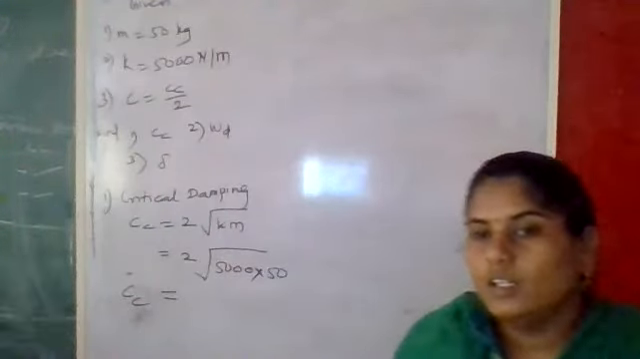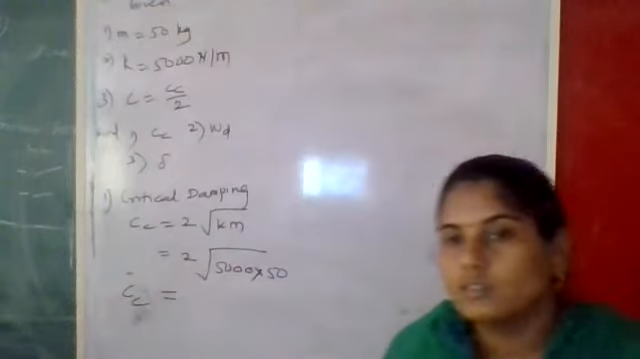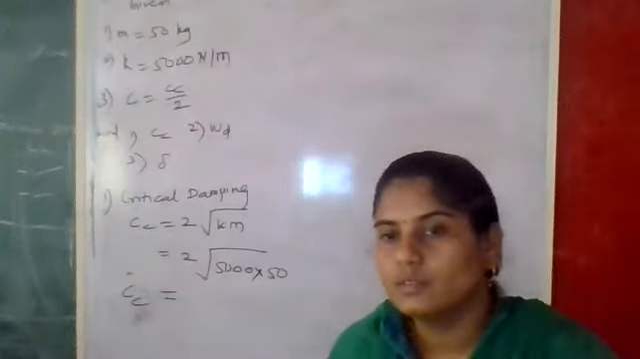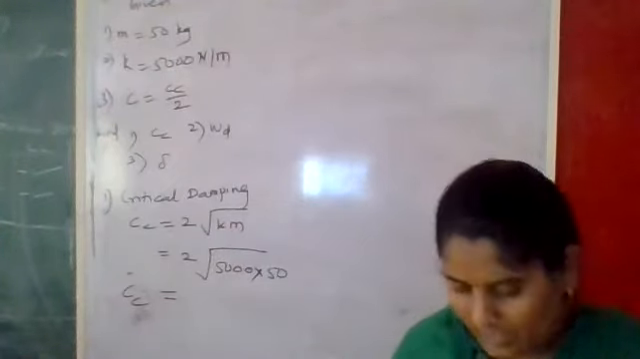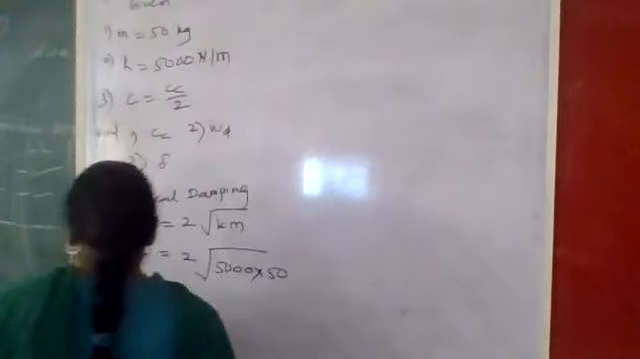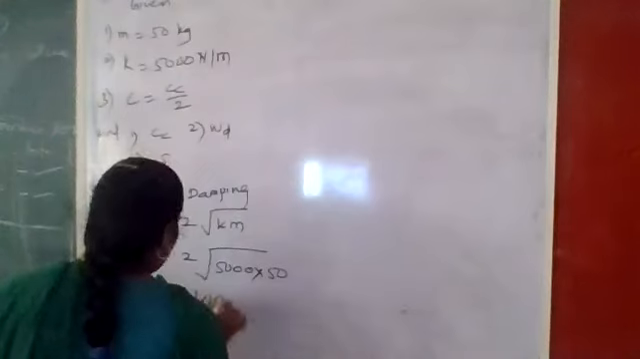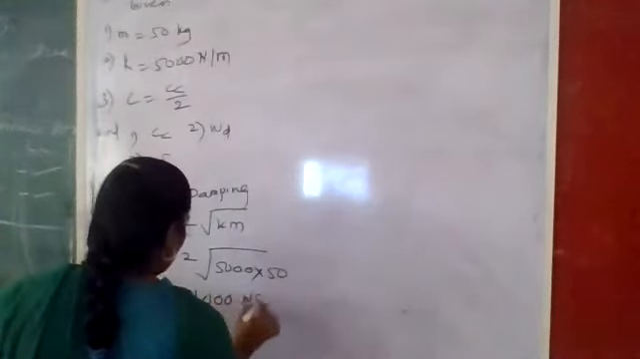Shweta, Rohini, Akash. What is the value? That will become 1000, right? That will be 1000 Newton second per meter. That is the Cc value.